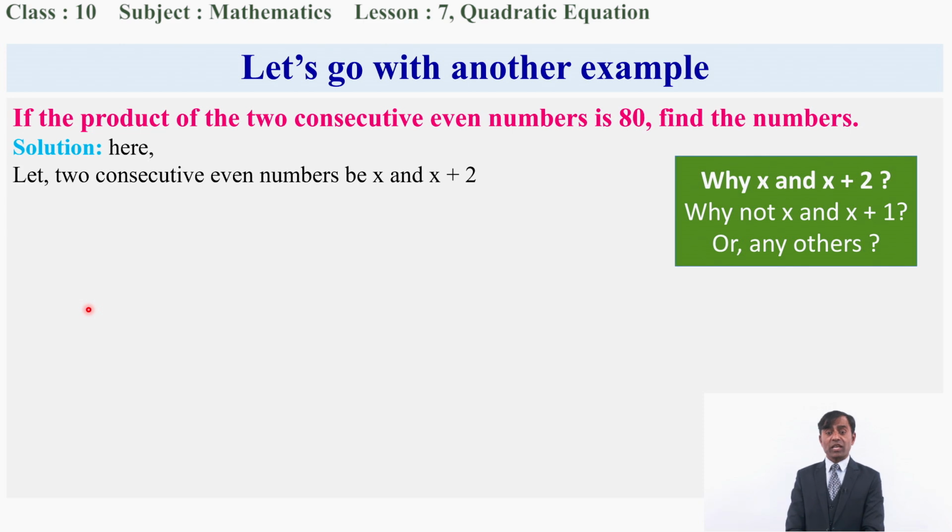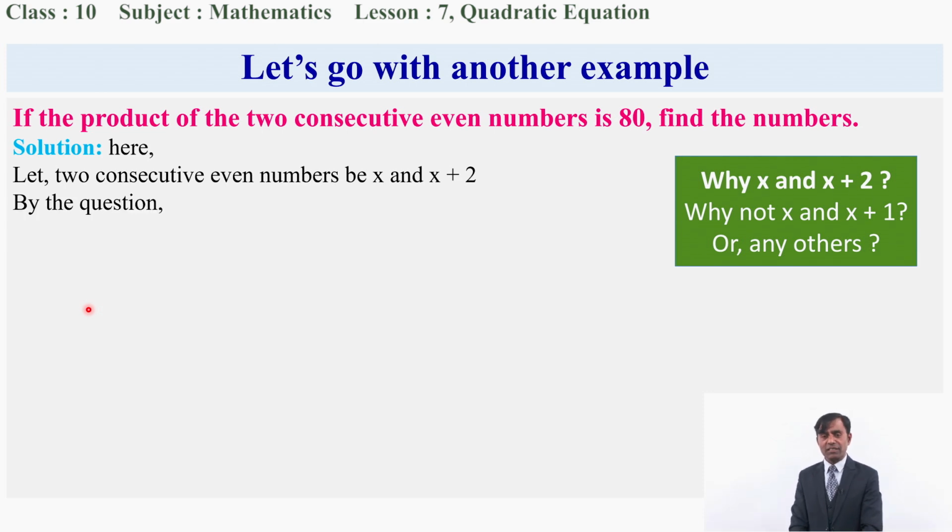Why are we taking x and x plus 2? Why not x and x plus 1? Just before, we discussed that the difference between consecutive even numbers is 2. So when we take an even number x, its consecutive even number is 2 more, so it should be x and x plus 2, and two consecutive even numbers do not become x and x plus 1. So we are not taking any other value.